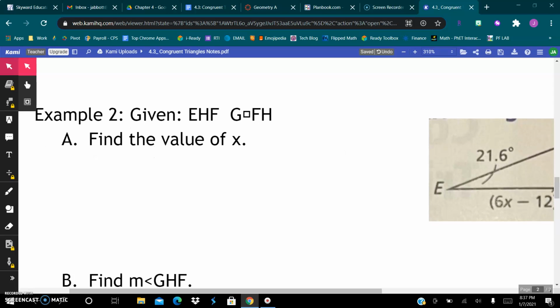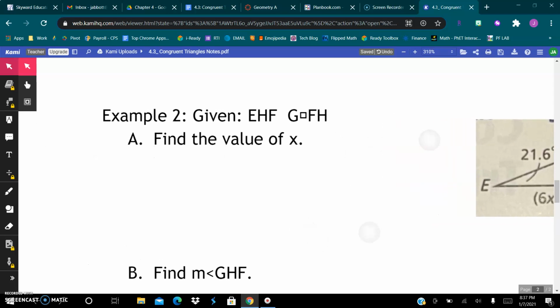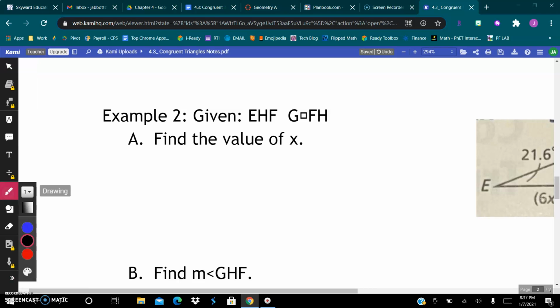All right, so for example 2, we are given that triangle EHF is congruent to triangle GFH.